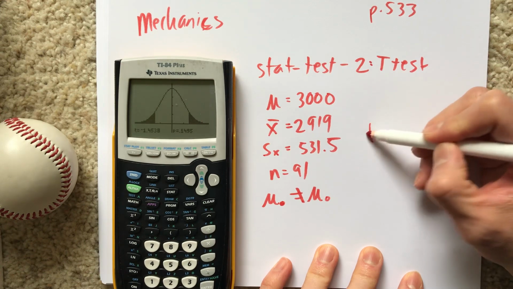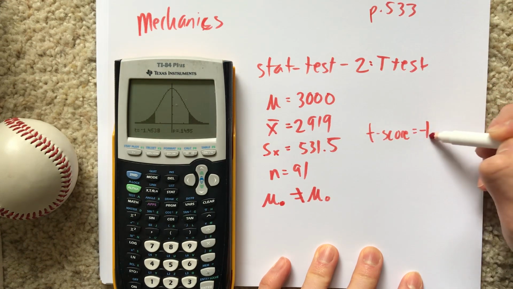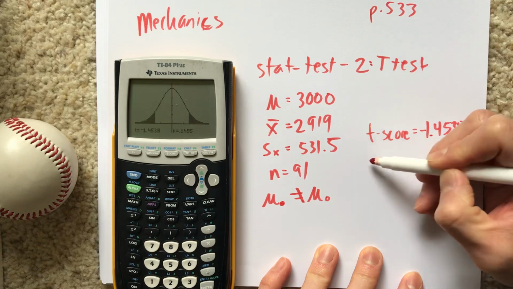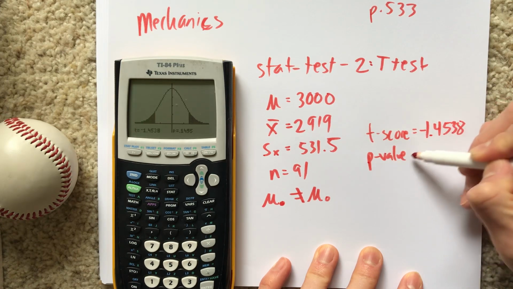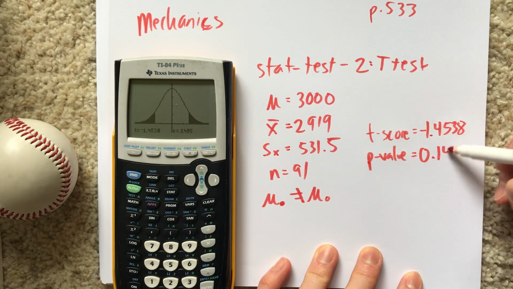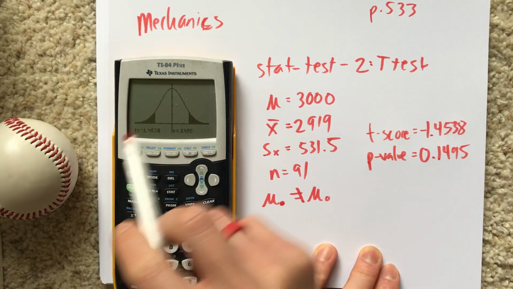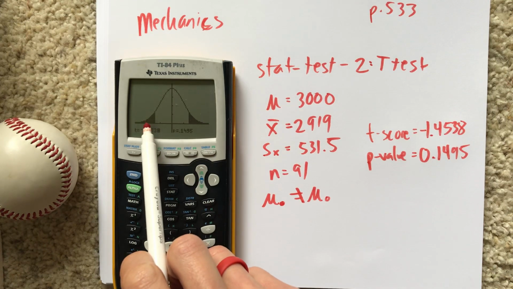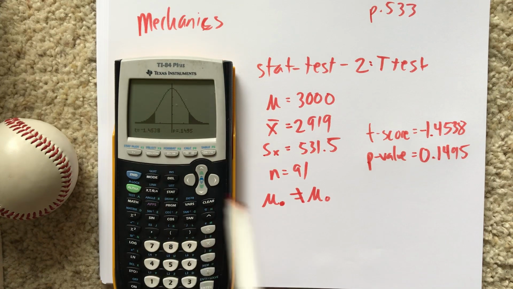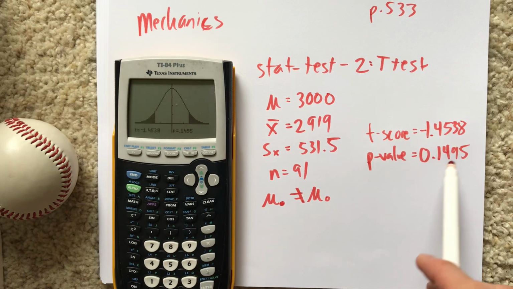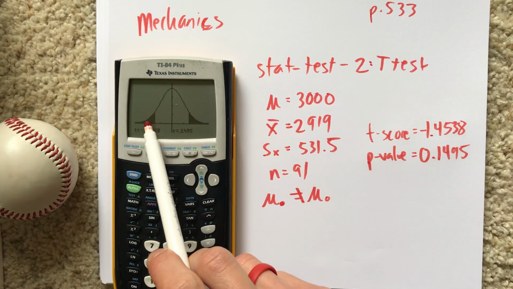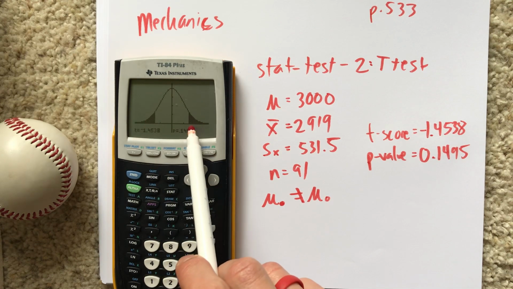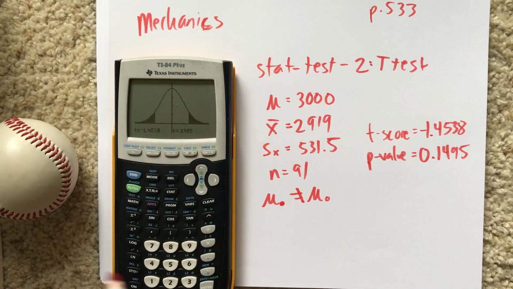Now this time we don't have a z-score, right? We have a t-score. Your t-score is negative 1.4538. And then your p-value is 0.1495. Since this is two tails, each of these tails would be half of this value. The area under this curve, the shaded region, is 0.07 something, and that's 0.07 something, okay?